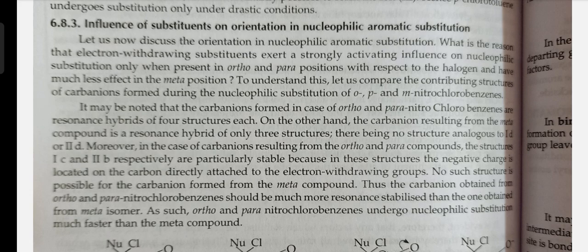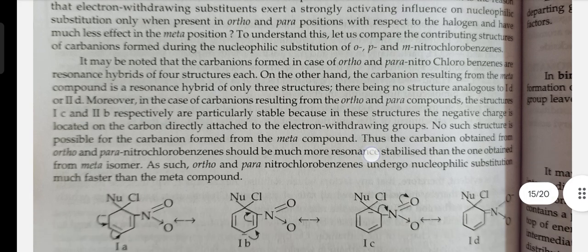Moreover, in the case of carbanions resulting from the ortho and para compounds, the structures 1C and 2B respectively are particularly stable because in these structures the negative charge is located on the carbon directly attached to the electron withdrawing group. No such structure is possible for the carbanion formed from the meta compound. Thus, the carbanion obtained from ortho and para nitrochlorobenzene should be much more resonance stabilized than the one obtained from the meta isomer. As such, ortho and para nitrochlorobenzene undergo nucleophilic substitution much faster than the meta compound.